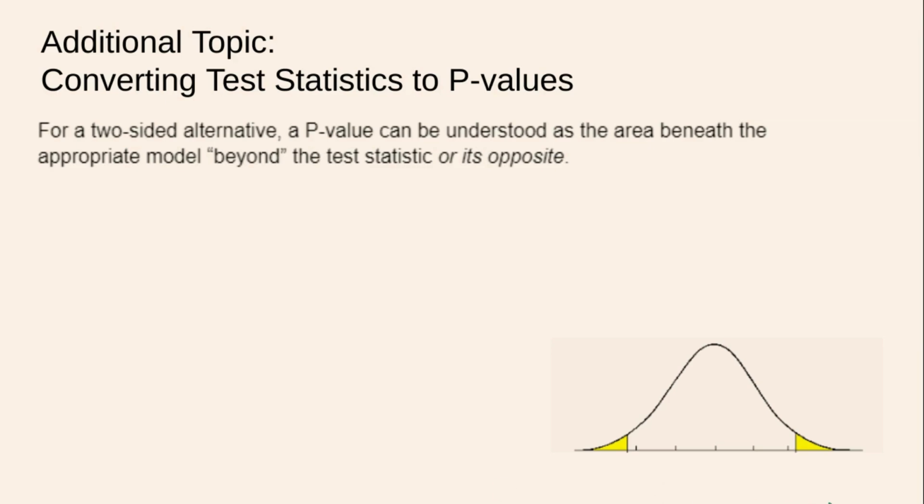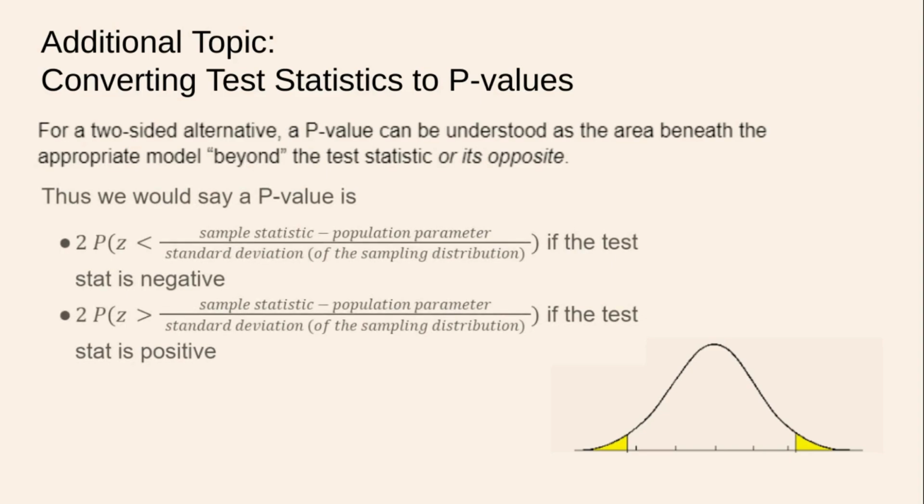So say we have a positive test statistic, what would be the odds of getting this far on the right or that far on the left? Or beyond in either direction. All right, so that's a p-value for a two-sided alternative. Thus, we would say the p-value is 2 times the probability that our test value is less than the test statistic I got from my scenario if the test stat is negative. We double because we have to do this on both sides.